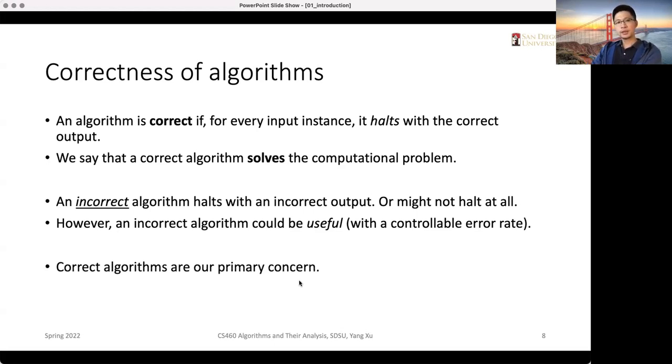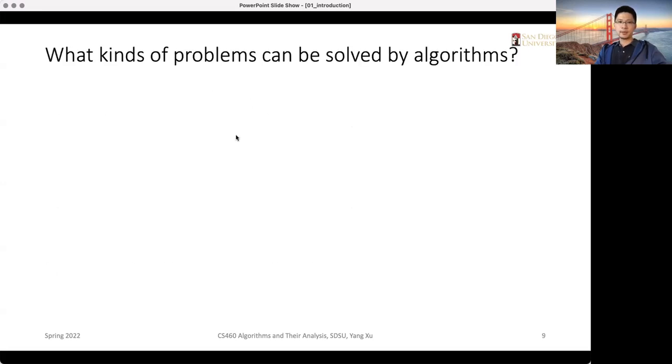But for the primary concern of this course, we will focus on correct algorithms. Most of the problems that we will discuss are very deterministic. There are seldom random or stochastic problems that we will talk about.